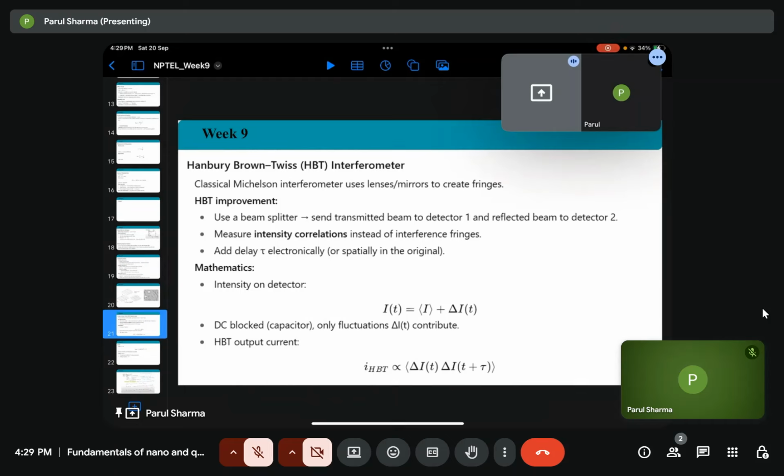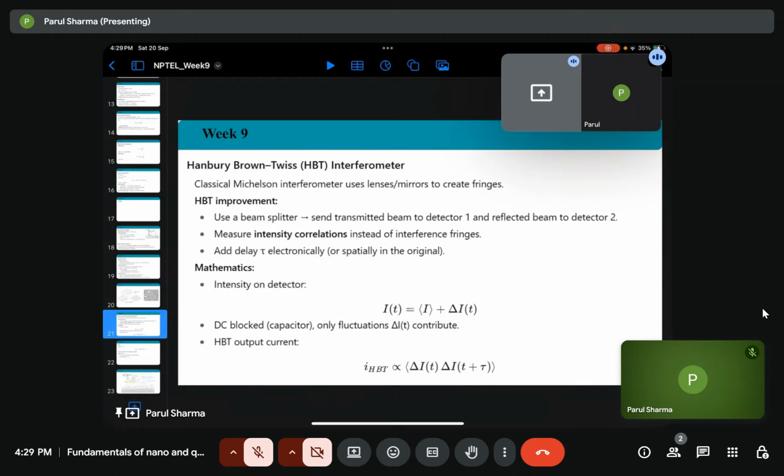Suppose the intensity on the detector is given by I(t) equals I bar plus delta I(t). Here delta I(t) is the fluctuation and I bar is the mean current value. The DC part will be blocked because there is a capacitor in the diagram, and only the fluctuation delta I(t) will contribute.